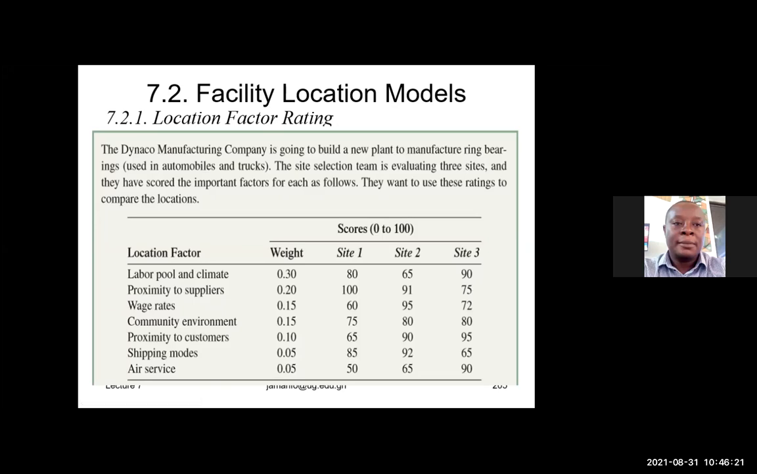So this is how you score them. Remember, the scoring is done subjectively, just like the assignment of the weights. But even though you are scoring them subjectively, you must have some element of objectivity in it. So what if you are talking about, say, suppliers?